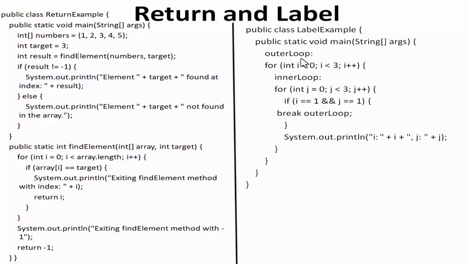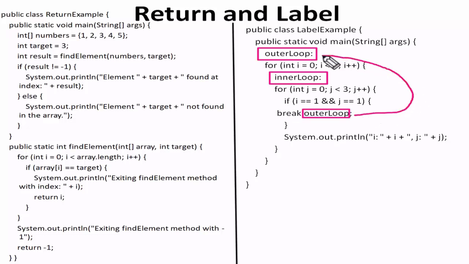Here we have used a label called outer loop, and here you have used a label called inner loop. So where are these used? Whenever you use break outer loop, this particular loop will be broken. For the inner loop we have not given a break, so it will not break.